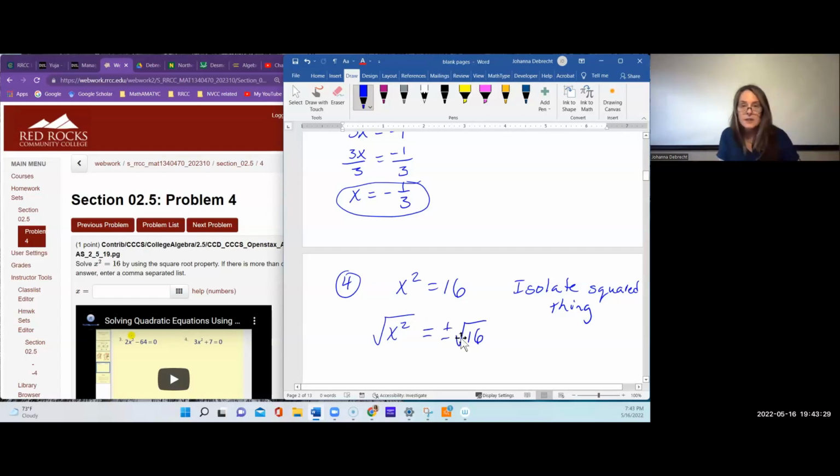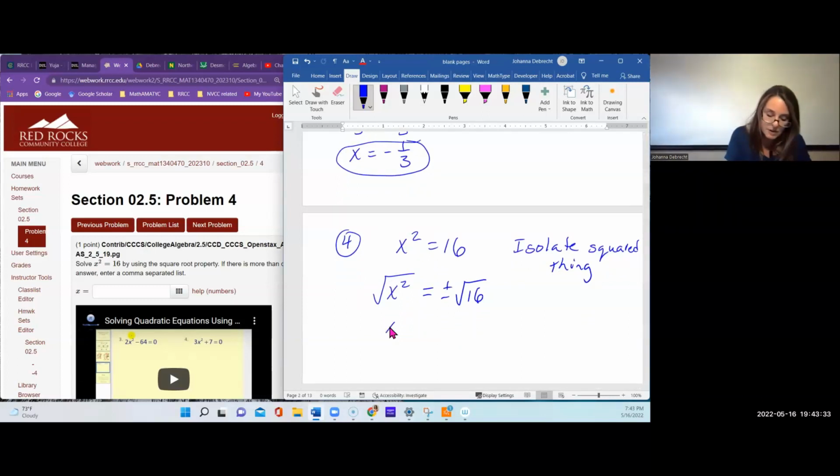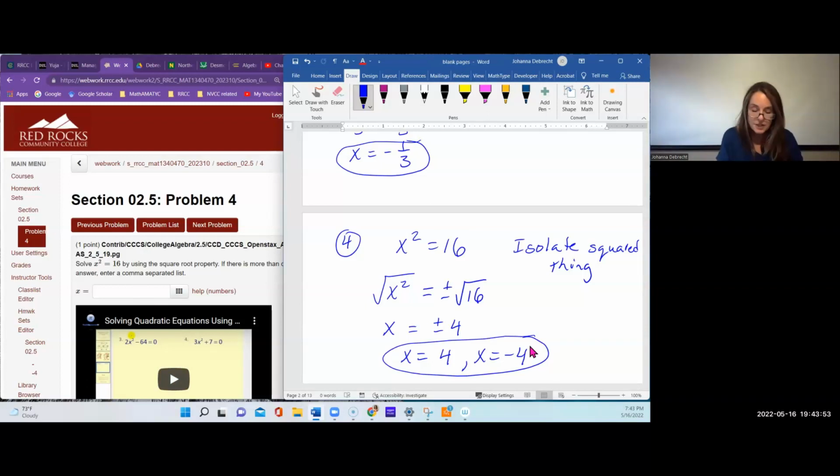Now we look at this and we take the square root of 16, which is 4. On the left, the square root of x squared just lifts off the square and we get x, which is equal to plus or minus 4. Another way of writing that is to write x equals 4, x equals -4. These are the solutions to this problem. This is using the square root property.